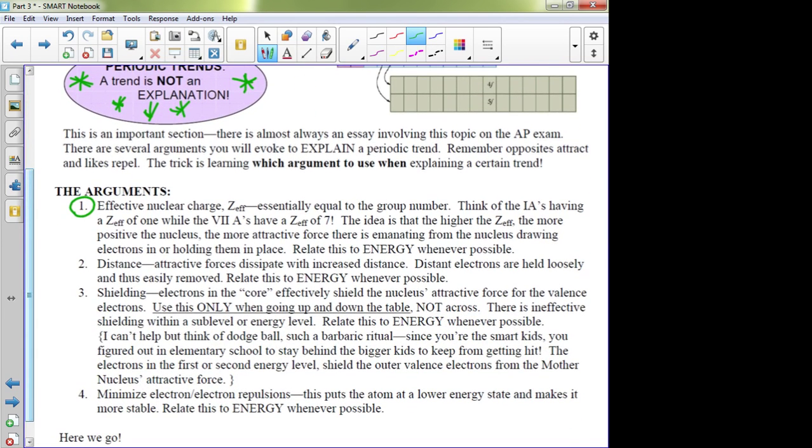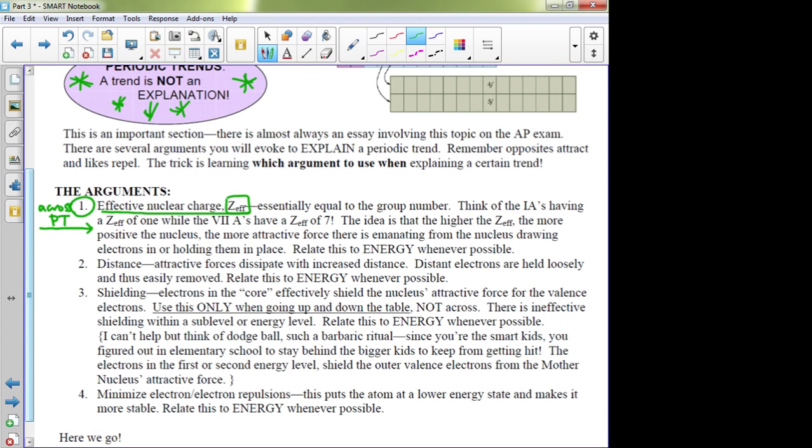The first one we can explain using effective nuclear charge, or the symbol for that is ZEFF. We will always use this argument if we're talking about going across the periodic table. Okay? So if you're asked to explain the difference between two things that are in the same period, now remember, periods go across. Families or groups go up and down. So if you're asked to explain a trend going across the period, you're always going to use the effective nuclear charge, or the ZEFF.